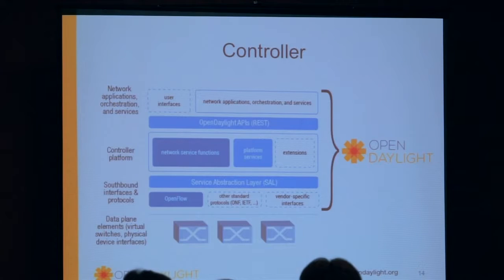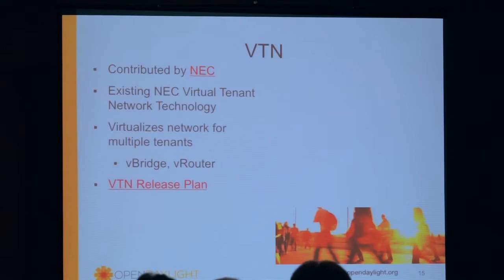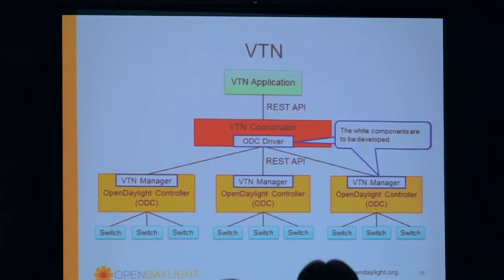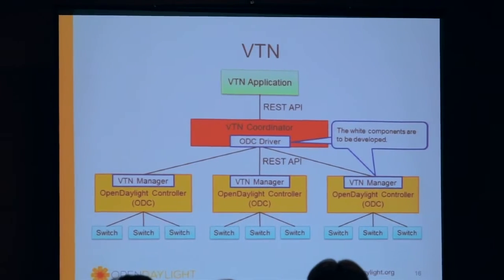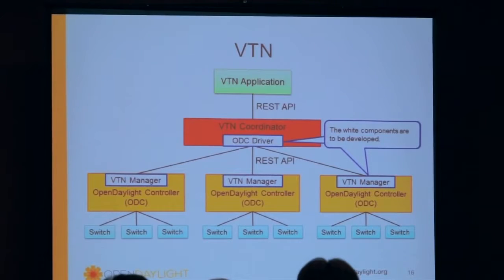This is just a picture that shows you the basic structure. It should look familiar. It's the picture I showed earlier. VTN, Virtual Tenant Network, is being contributed by NEC, and it virtualizes networks for multiple tenants, has a vBridge and a vRouter concept, and you'll be hearing a lot more detail about this in the subsequent presentation. There's a brief picture again, as I said, you'll see this going by in greater detail shortly.